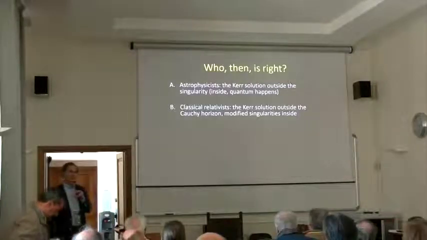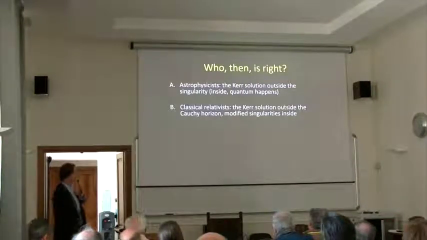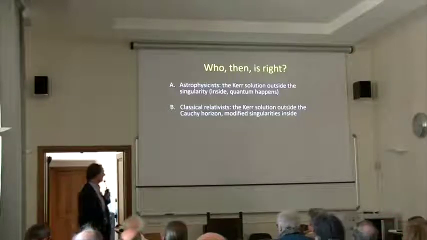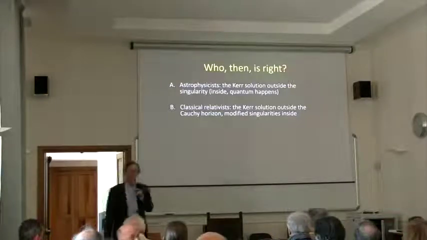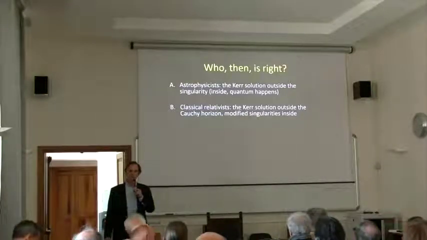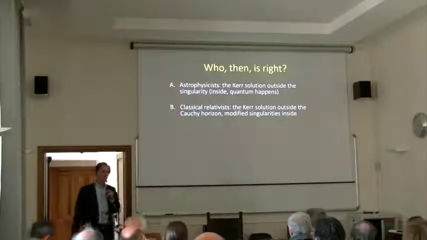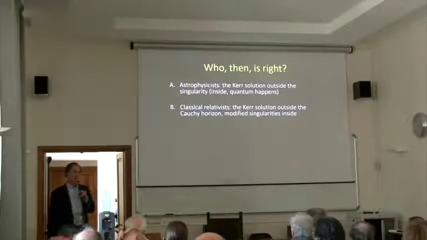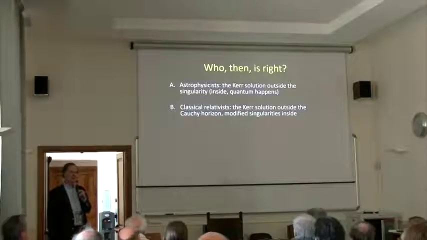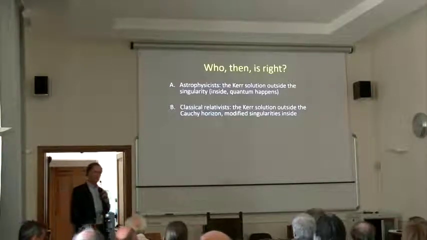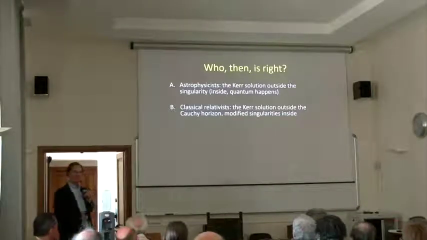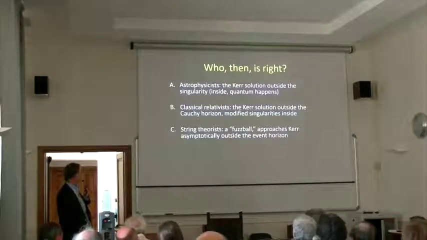A more recent version of this story, coming from classical general relativity theory, is that the Kerr solution really only works outside the Cauchy horizon for reasons that I will describe later, and that the singularity structure is modified inside, but still can be described by Einstein's general relativity theory to a high degree of precision.